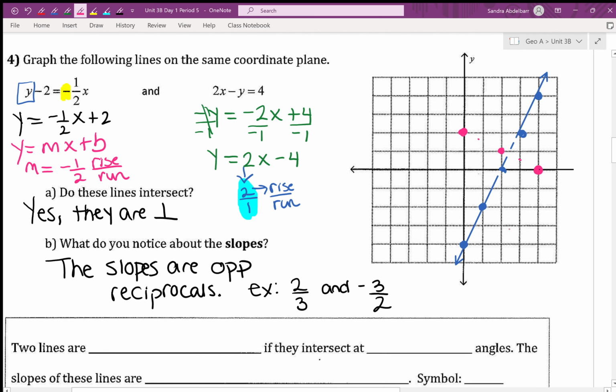Now to get the other half of the line, instead of down 1 to the right 2, what am I going to do? Up 1 to the left 2. You got it. Better?